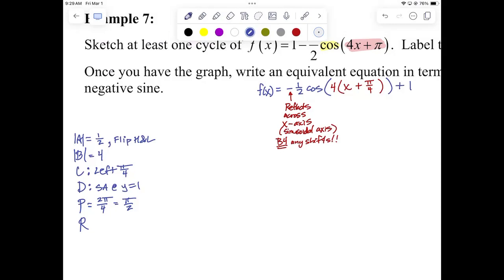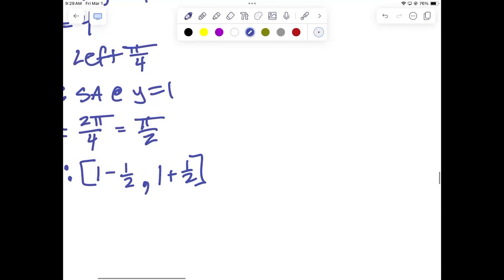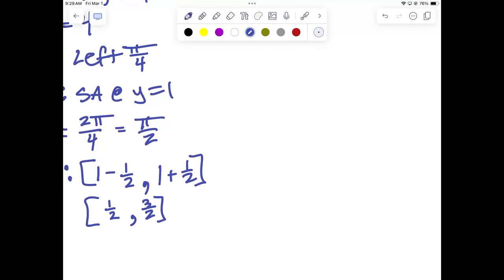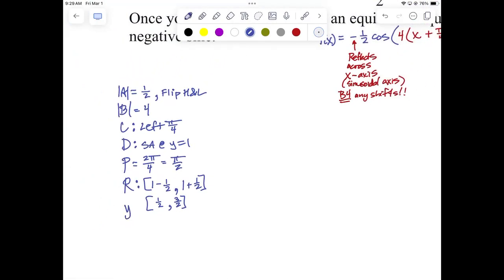Now, can we find the range? Sure. The range is your sinusoidal axis minus the amplitude, that's 1 minus a half, and your sinusoidal axis plus the amplitude. That gives us 1 minus a half, which is a half, and 1 plus a half is 3 halves. There's your range. If you know what we're doing here, it's easy to find the range. The sinusoidal axis is the middle line. You go down the amplitude for the low point, up the amplitude for the high point.